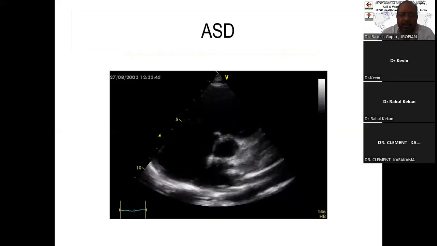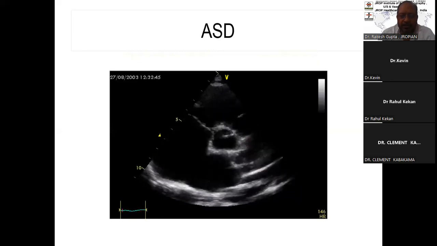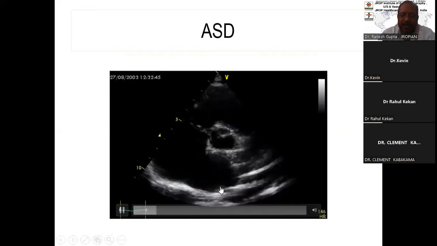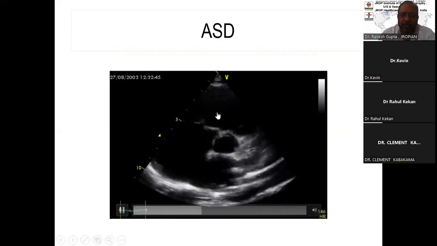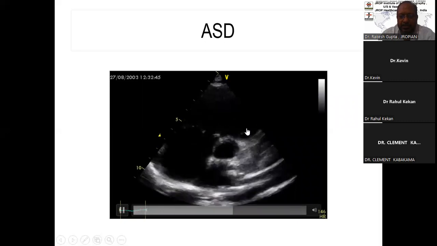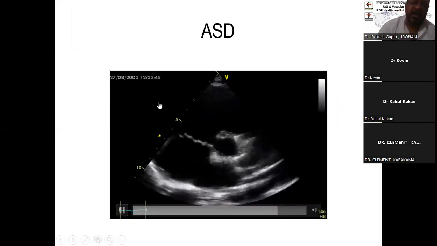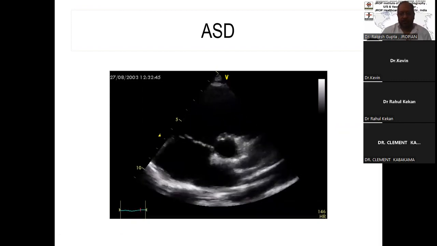So here is a peripheral short axis view at the aorta. Look at this. This is LA. This is RA. RA is almost 1.5 times the LA. This is RV, which is bigger in size, and this is the pulmonic artery. Even if you don't look at the shunt, RV and RA dilatation will help you identify that something is wrong when things are getting volume overloaded.